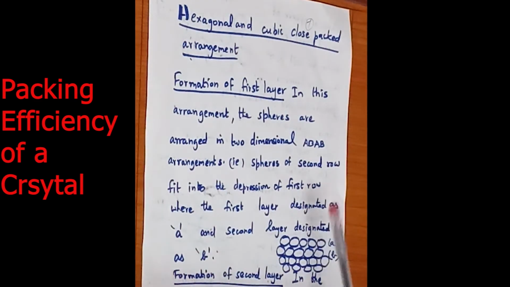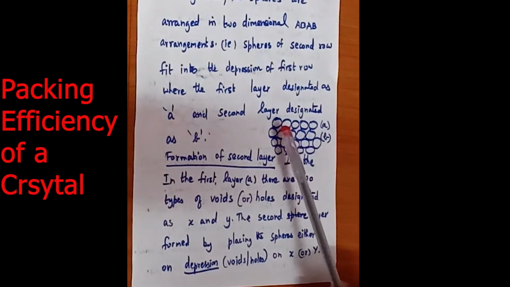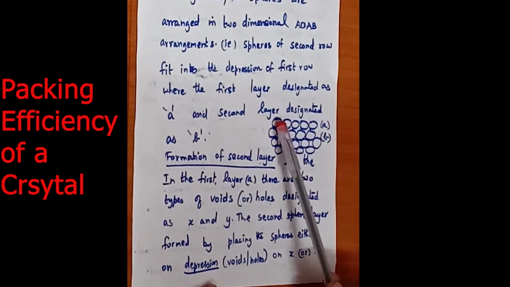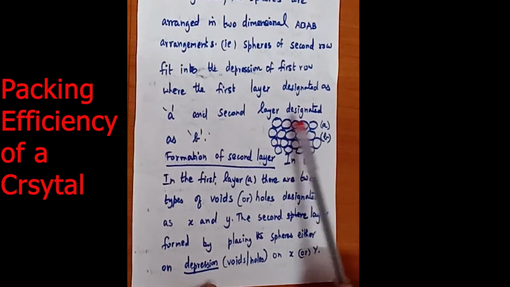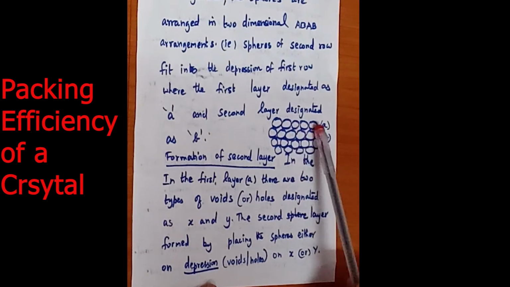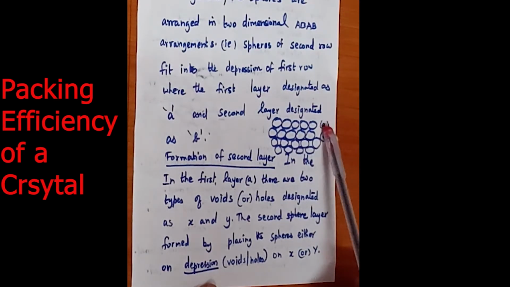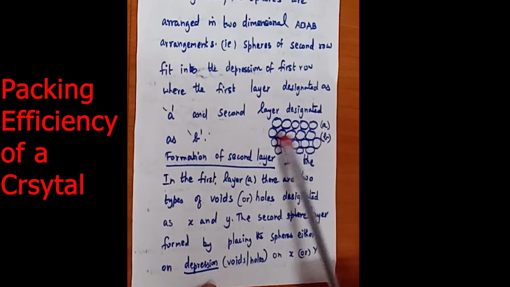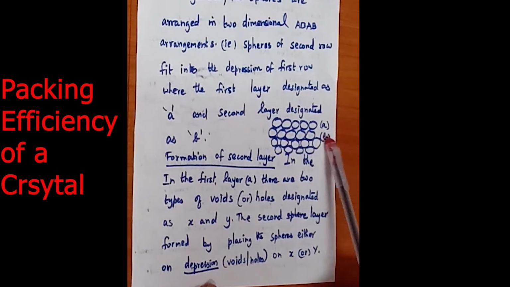So here, in the formation of the first layer, the spheres or atoms are arranged in the crystal in a straight line. So in straight rows, where the first row arrangement is called A, and the second row arrangement of atoms is called B.